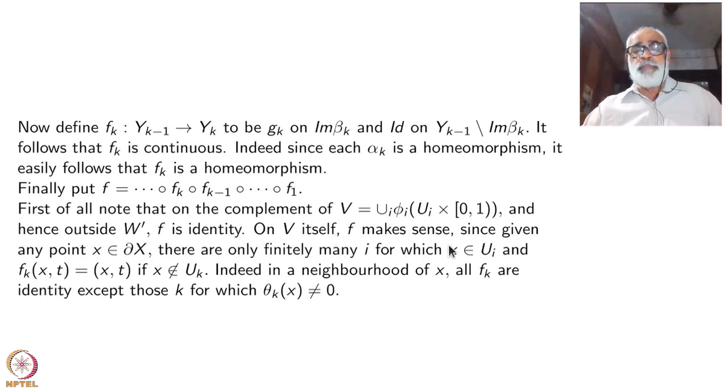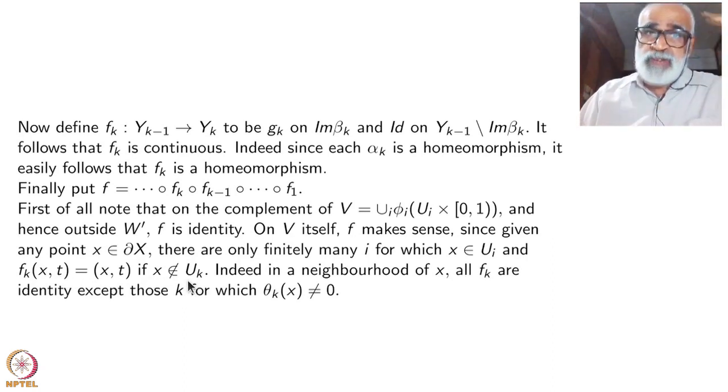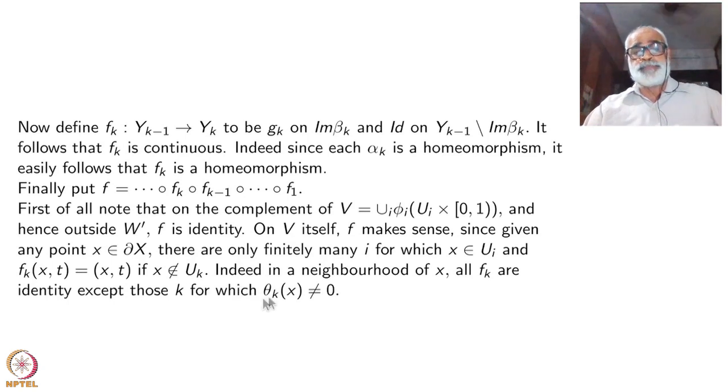On V itself, F makes sense, since for any point x in the boundary of X, there are only finitely many i for which x belongs to U_i. This is like local coordinates, local finiteness and so on. And f_k(x, t) is equal to (x, t) if x is not in U_k. If x is not in the support of theta k, then already this f_k is identity. Once it's beyond U_k, all the theta k's, theta 1, theta 2, theta 3, are all 0. That's the whole idea. Indeed, in a neighborhood of x, all f_k are identity except those k for which theta k is not 0. So that is the whole idea.